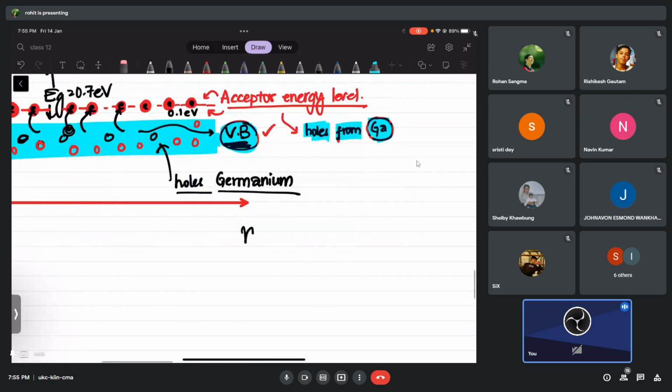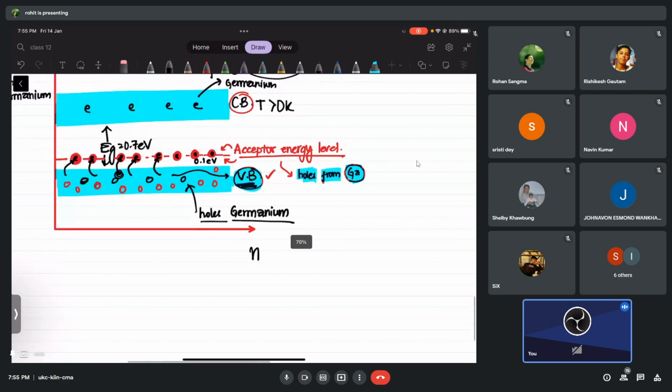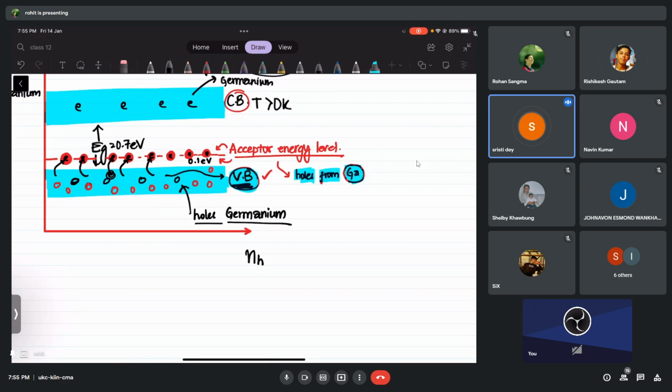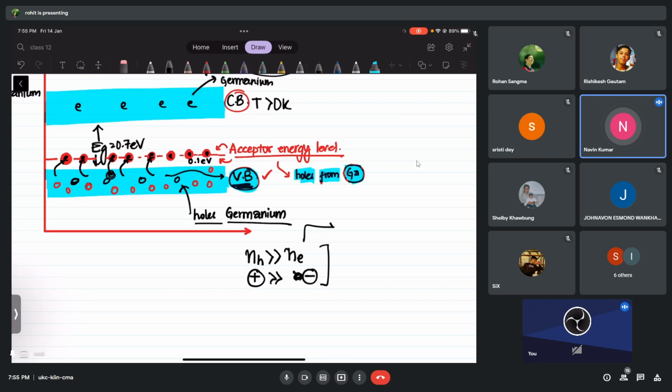Now you tell me, is the number of electrons very large or is the number of holes very large now? The number of holes is very large compared to the number of electrons. The number of positive charges is very large compared to the number of negative charges. So what will I call it, guys? We'll call it N-type or P-type? P-type. It is called a P-type semiconductor.